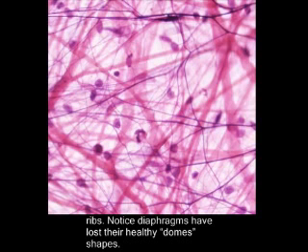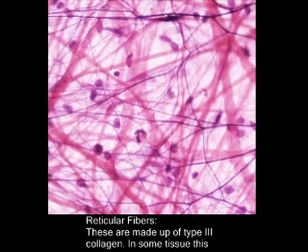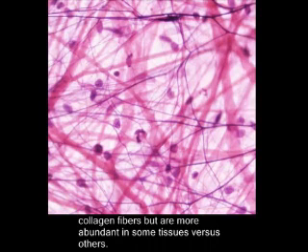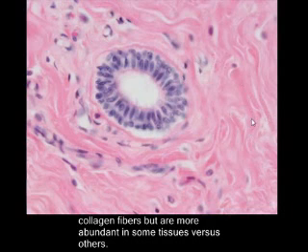There is another type of fiber which is known as a reticular fiber, and these are also made up of type 3 collagen. Unfortunately, we don't have a good example here, but in some tissues this fiber is made by special cells known as reticular cells, very similar in function to that of collagen fibers, but more abundant in some tissues versus others. So we'll do a bit of a revision here.